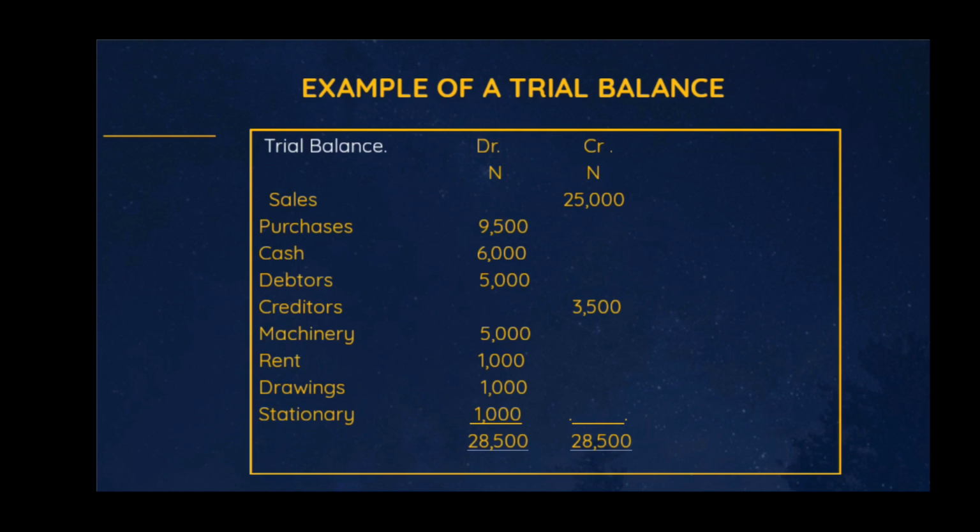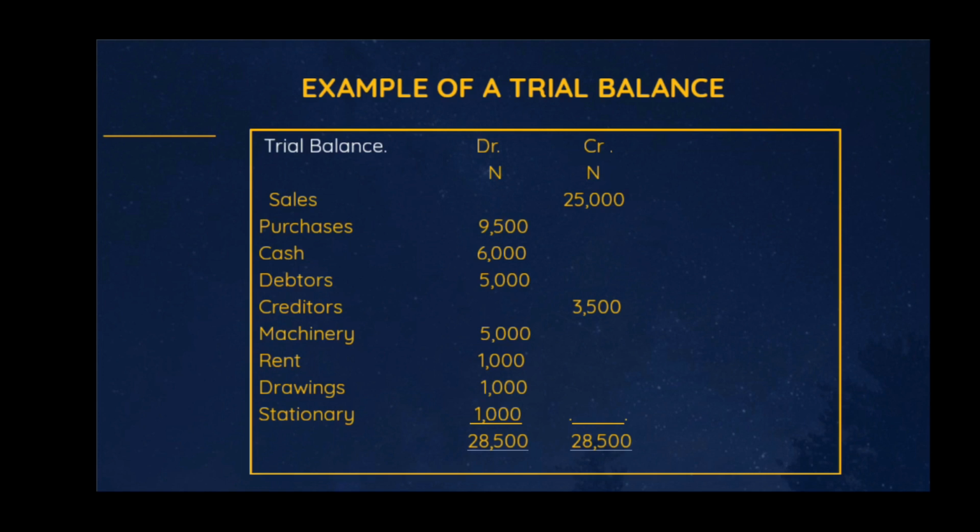Which means if we had the debit side together, the total will be 28,500. If you had the credit side together, the total will be 28,500. That is what is expected of a trial balance. The total of these two sides are expected to be equal.